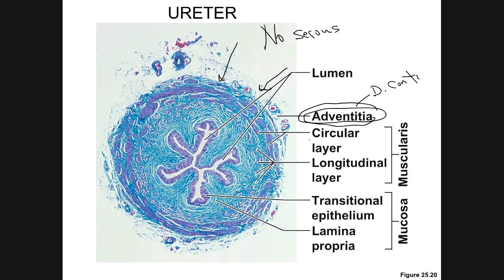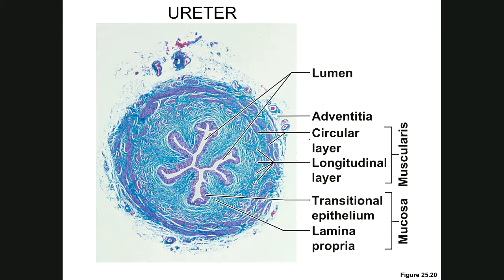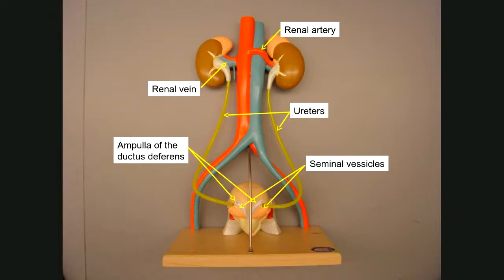But look, they have muscle. And so the muscle can force the urine down the tube. So even if you're lying down, even if you're standing on your head, urine can move down the tube. It's not dependent on gravity. We force it down the tube with muscle contractions.